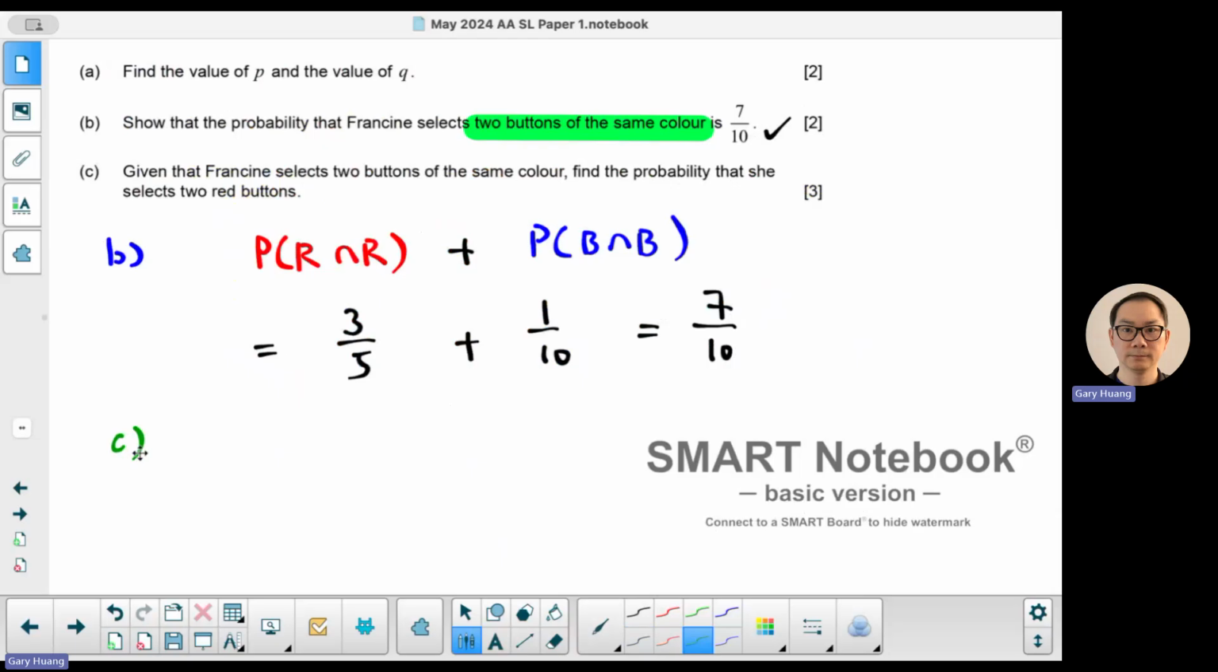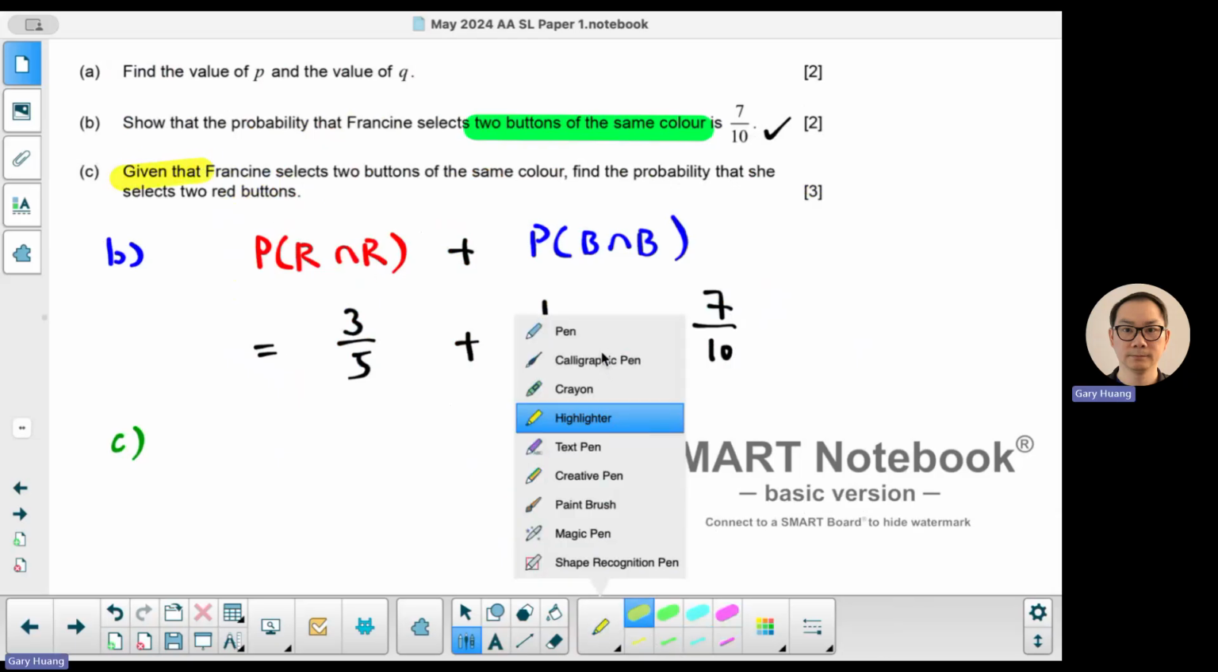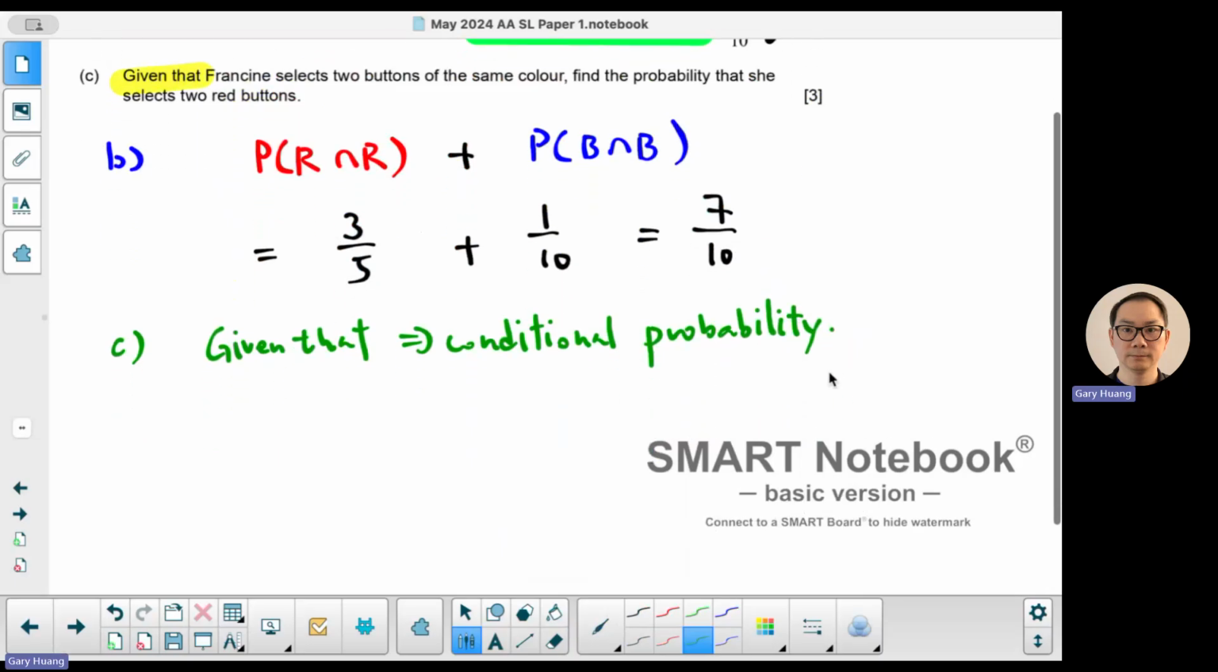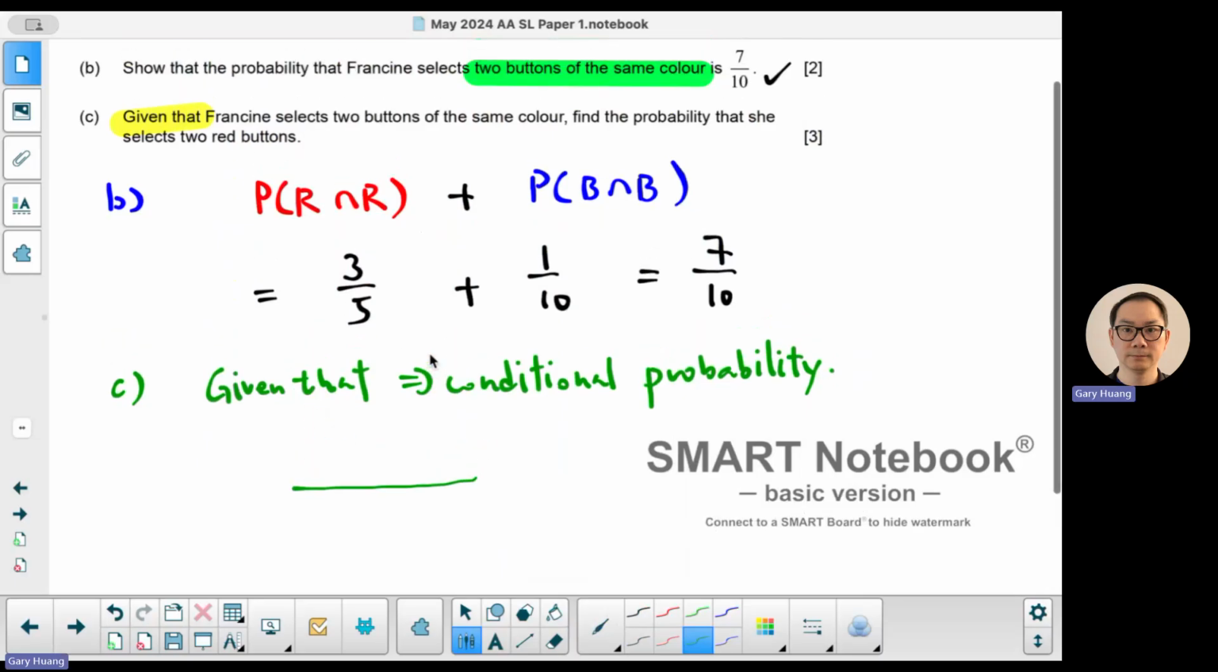Now, part C, you have a keyword of given that. Anytime you see given that, that's a keyword given by IB that tells you that this is a conditional probability. Anytime you have a conditional probability, the condition becomes your denominator. And the condition is she selects 2 buttons of the same color, which is what you just calculated in part B. Or if you don't know the answer, they gave you the answer, you're going to put the 7/10 in the denominator.